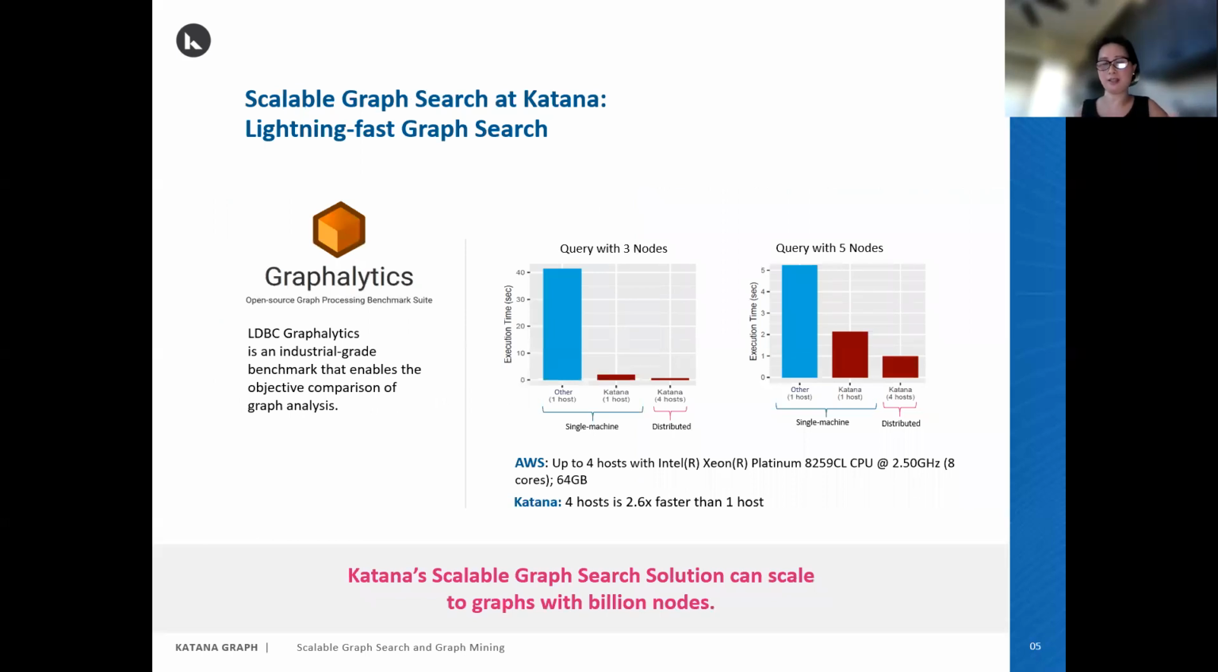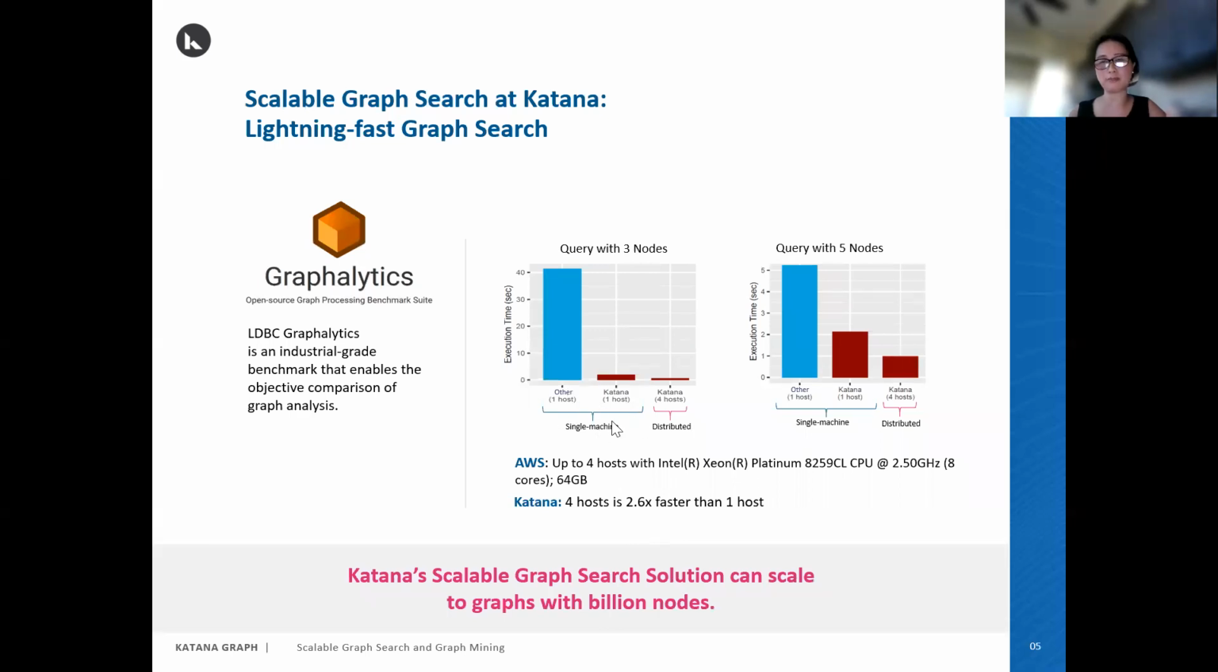So in Katana, we have a scalable graph search. We provide lightning-fast graph search, based on the graph analytics benchmark LDBC. This is an industry benchmark that enables objective comparison of graph analytics. So we compare Katana Graph with other solutions on a single machine.